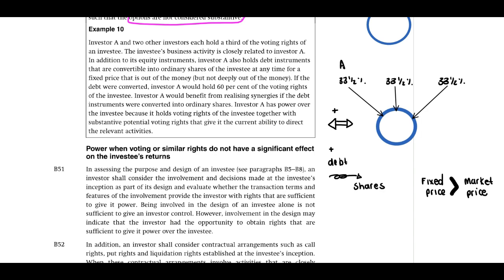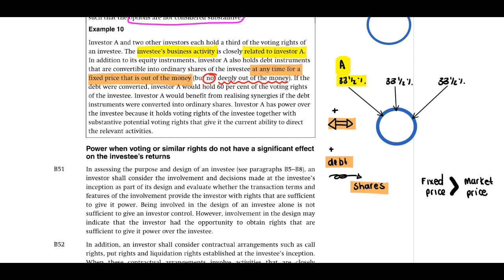Example 10 indicates to us that investor A has 33% and there are two other investors each holding 33.5%. It indicates to us that the investee's business activity is closely related to investor A. Therefore, if you look at this, I've included pretty similar business activities. And that investor A has a debt instrument which can be converted into ordinary shares at any time for a fixed price that is out of the money, but not, look at this, but not deeply out of the money.